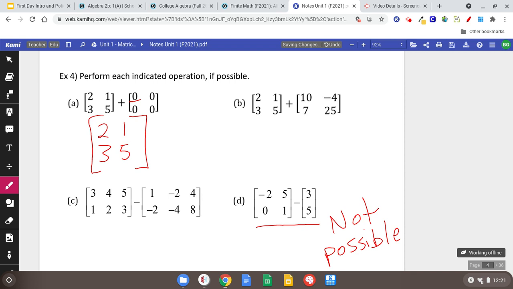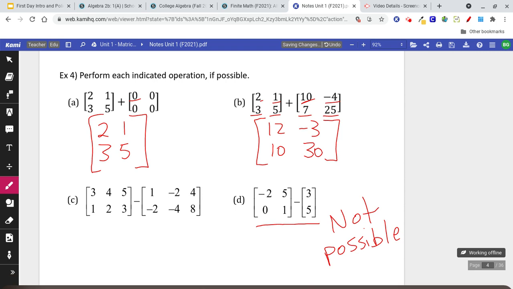Part B, again, add your corresponding elements. First row, first column. 2 plus 10 is 12. 1 plus negative 4 is negative 3. 3 plus 7 is 10. 5 plus 25 is 30. Make sure you put the brackets around. The brackets are what indicate that you're talking about a matrix. 12, negative 3, 10, 30.